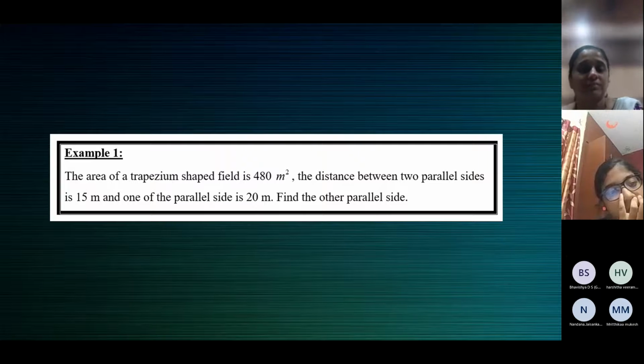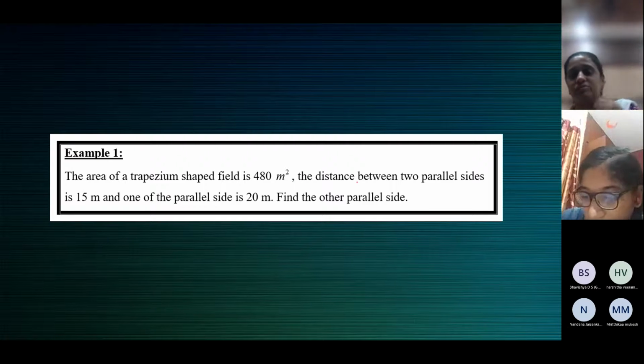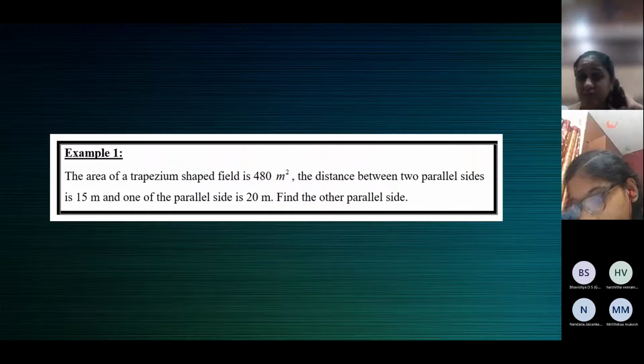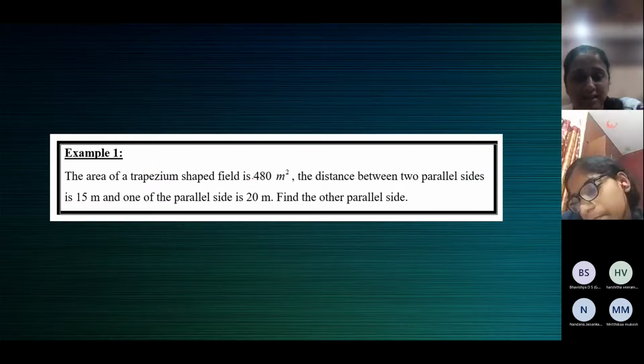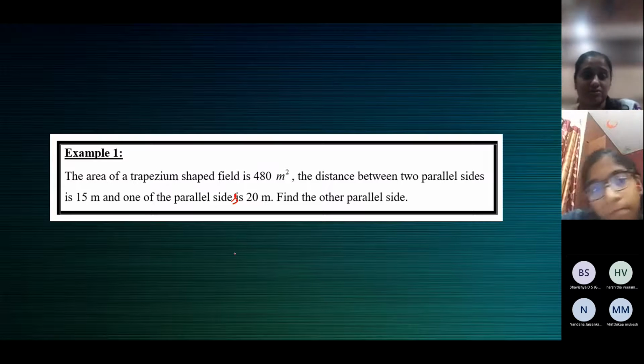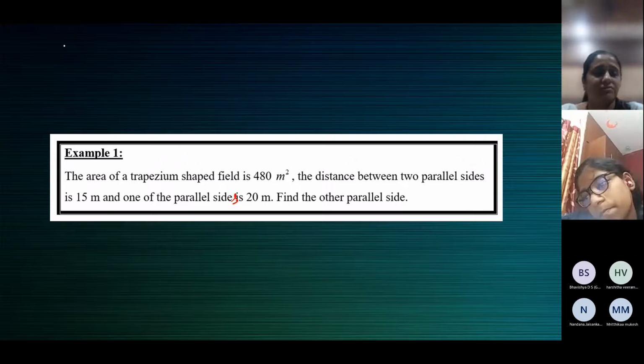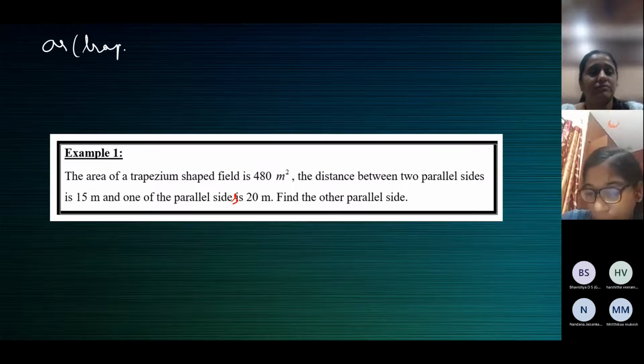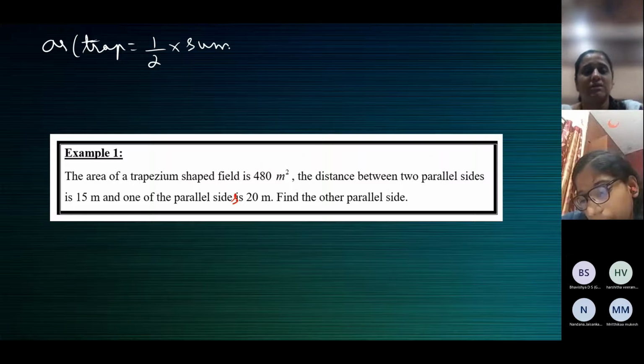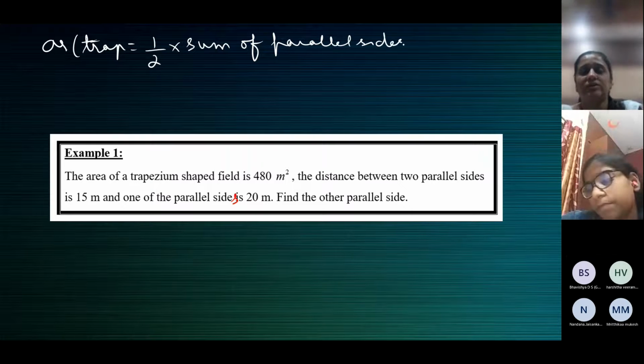Yes, children, this is the next one. The area of a trapezium-shaped field is 480 meters square. The distance between the parallel sides is 15 meters, and one of the parallel sides is 20 meters. Find the other parallel side. Now, this is a trapezium, and the formula to find the area of a trapezium is half into sum of the parallel sides into distance between the parallel sides.